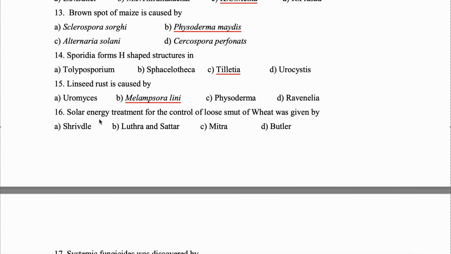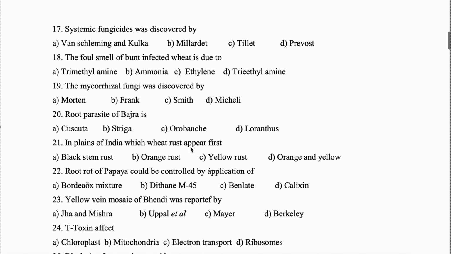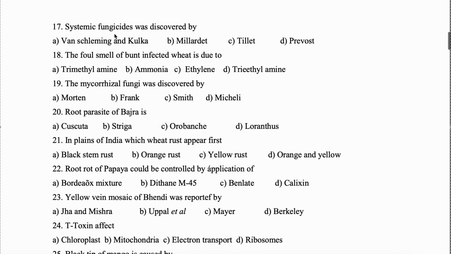Question 16. Solar energy treatment for the control of loose smut of wheat was given by Luthra and Sattar. Question 17. Systemic fungicide was discovered by Van Schelling and Kulka. For which fungicide? It was carboxin in 1966. Somewhere it can be written 1965, but normally we study 1966 for carboxin, that is Vitavax.